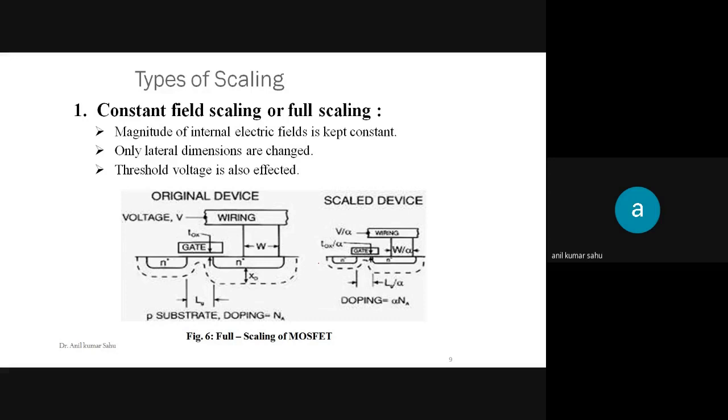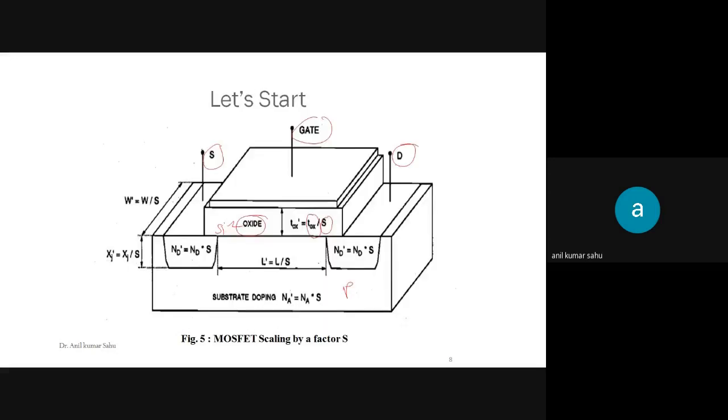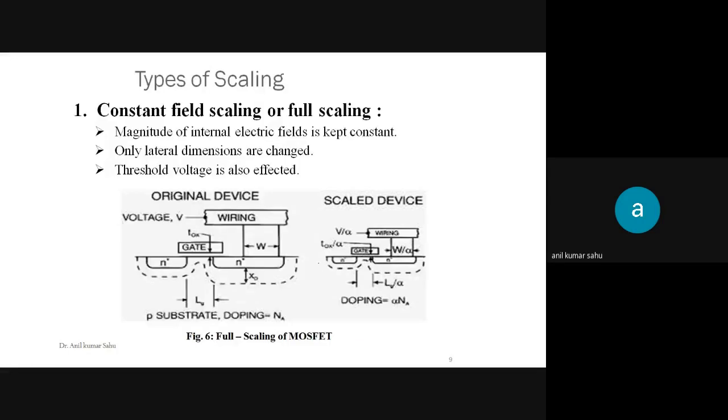Scaling means reducing the dimensions of the parameters of the MOSFET. That is called scaling. So here we have to learn what types of scaling there are. There are two types of scaling. The first scaling is known as constant field scaling, or in another word, full scaling. The two types are constant field scaling and constant voltage scaling.